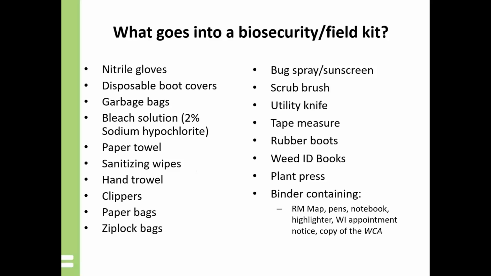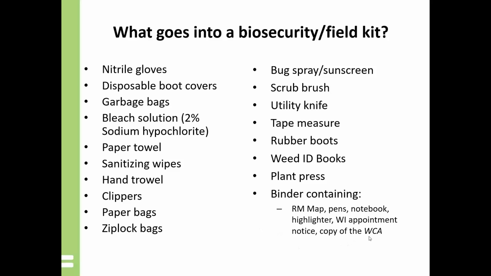So good things to have if you are walking through a cropped field is a bleach solution. We'll go over that right away. It's a good way to kill any soil-borne particles that might be clinging to you. What else? We're going to talk a little bit about weed ID books right away. Just handy things to have with you. It's better to have it and not need it than need it and not have it.